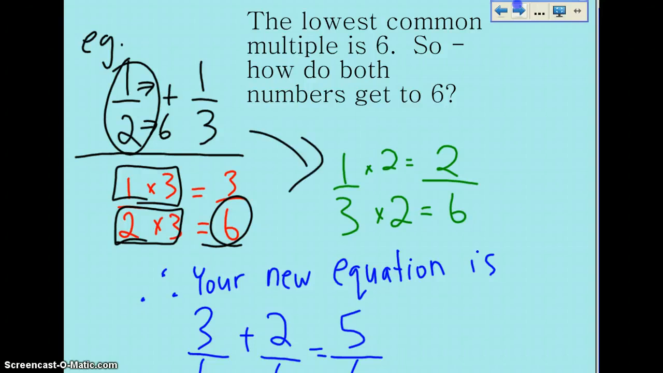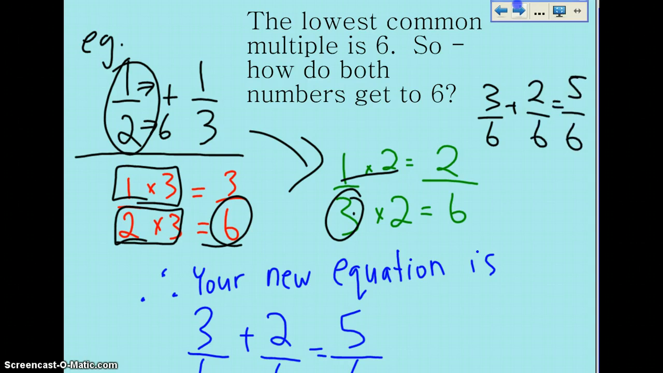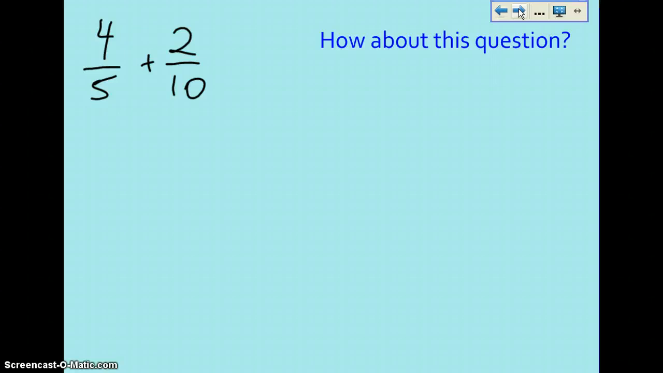If I bring the 1 over 3 down here, and say I've got to get this 3 to become a 6, I know 3 times 2 equals 6. Then I have to do the same to the top. So 1 times 2 equals 2. So in the end, I have 3 over 6 plus 2 over 6, and that equals 5 over 6. You see the denominators are the same. So 3 plus 2 is 5, and 5 over 6 is your answer. And that's how you add when the denominators are not the same.